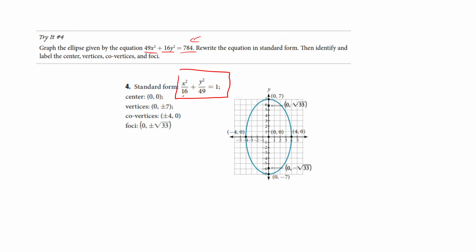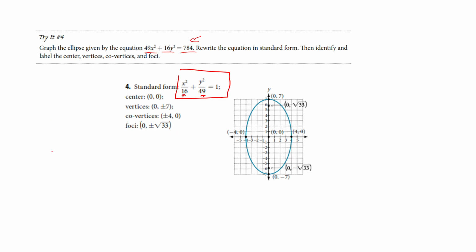Now, this is my B this time, so my larger axis is vertical. It's on the Y. So A is going to be 7, and we're stretching vertically, so up 7, down 7, centered at 0 again. So notice that. Okay, vertices, I already said that. How about on our minor axes, our co-vertices? B is going to be 4, so we're going right and left 4 because it's on the X.